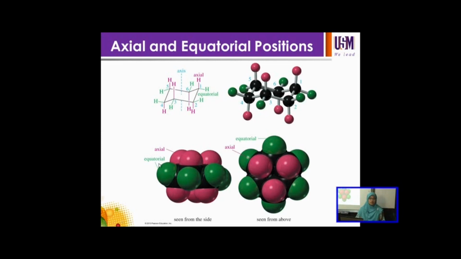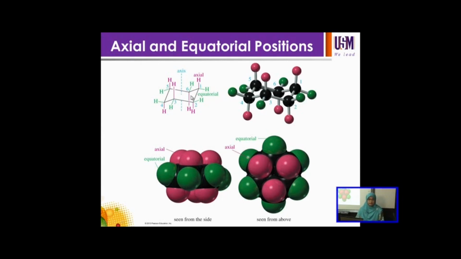You can see here from the 3D model that all the axial bonds are vertical to the ring and the equatorial bonds are pointing out of the ring. Same here, this is the view from the side and this is the view from above.